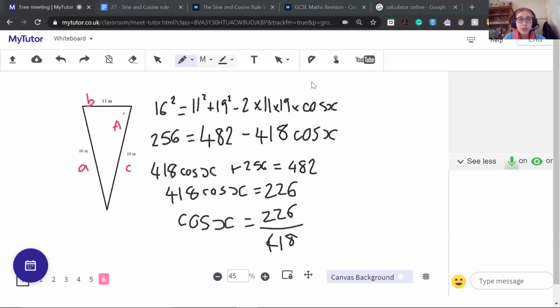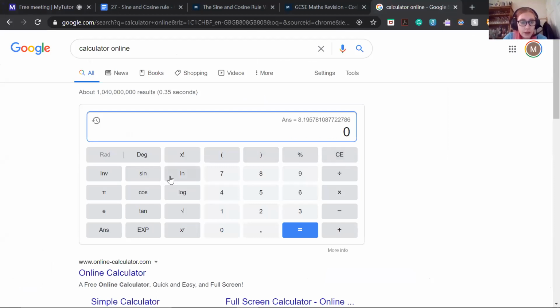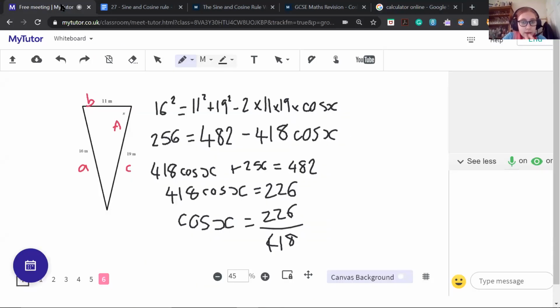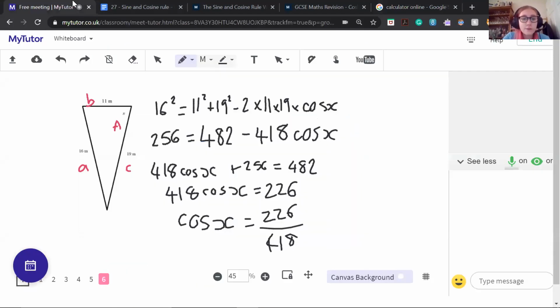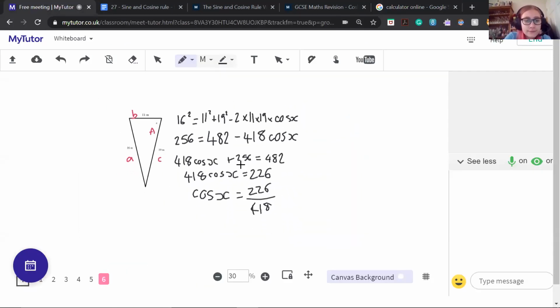So then we just do inverse cos of this. So we do inverse cos of 226, oh sorry, divided by 418. And that's going to give us 57.27. So x equals 57.27 degrees.